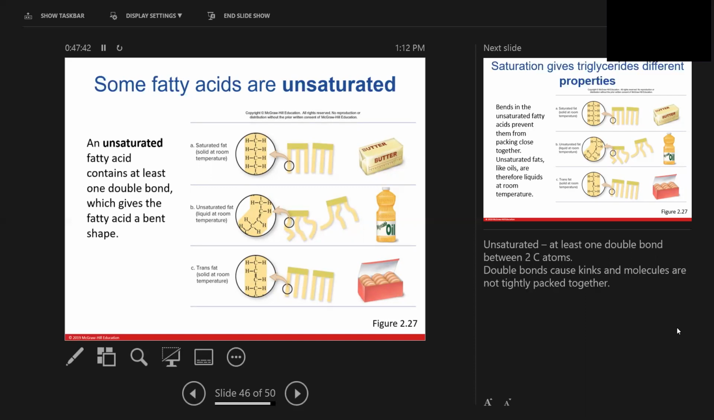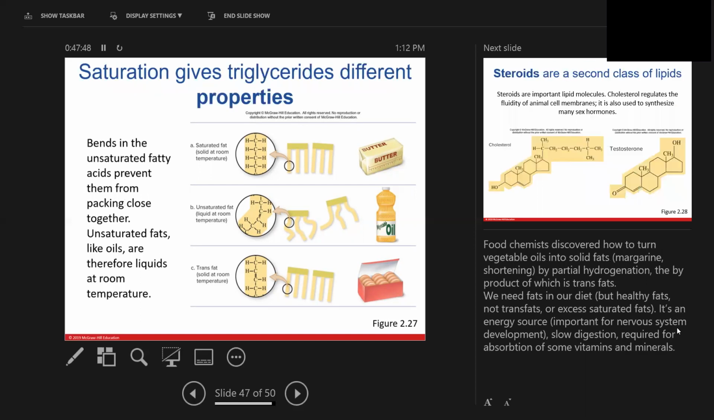Now, these unsaturated fatty acids are based off of a double bond, which gives that fatty acid that bent shape. And the saturation gives triglycerides different properties. So the bends in the unsaturated fatty acids prevent them from packing close together. Unsaturated fats like oils are therefore liquids at room temperature. That's why they are the way they are.